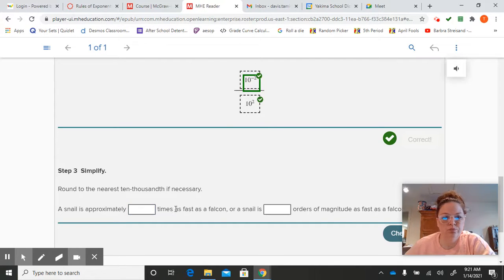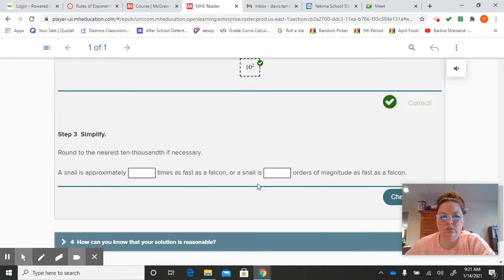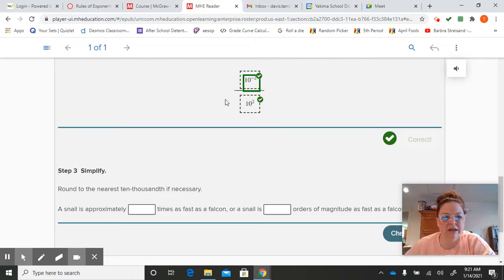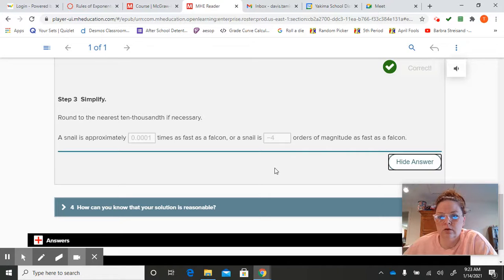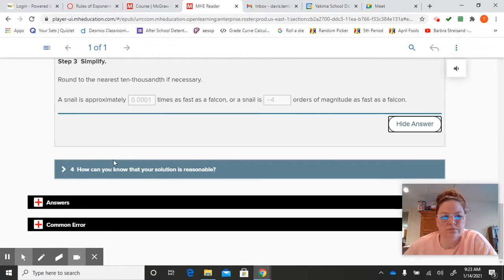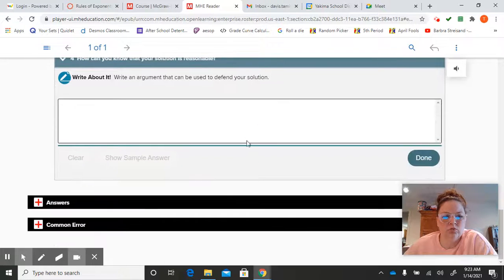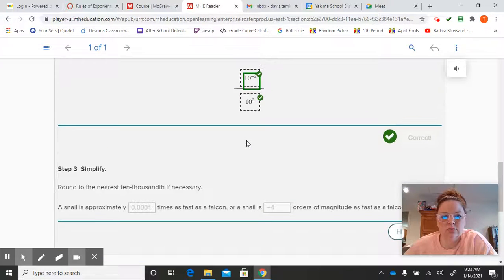So now we're going to simplify this down, right? So we've got -2 minus 2, which makes it -4. And then how do we know that this is appropriate? Well, because the snail is much, much, much slower than a falcon.